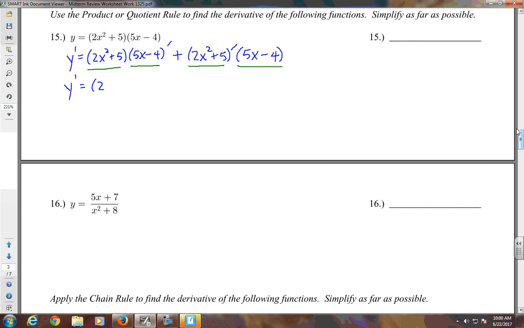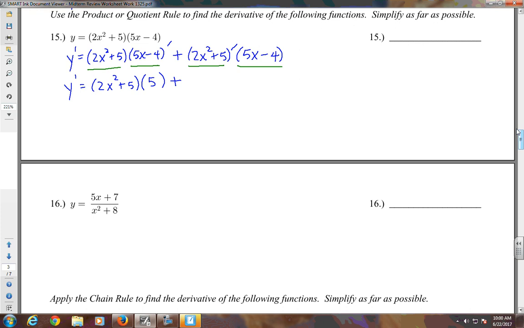So the first factor, 2x squared plus 5, stays the same, and we calculate the derivative of 5x minus 4. The derivative of 5x is 5. The derivative of negative 4 is 0. So the derivative of that entire term there is just 5. Don't forget the plus in between these two terms.